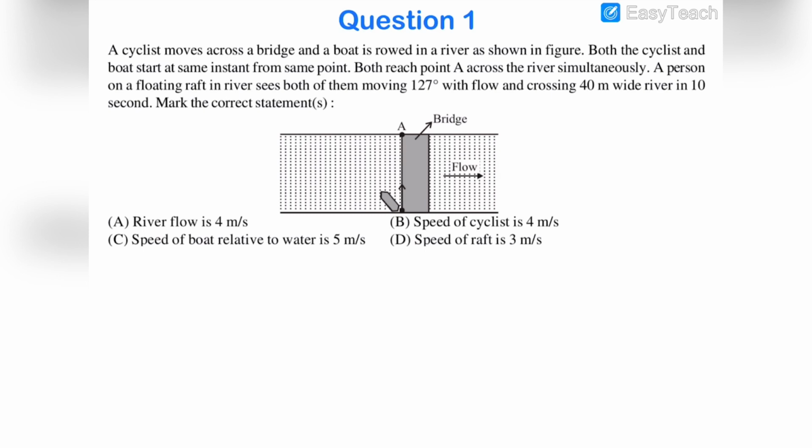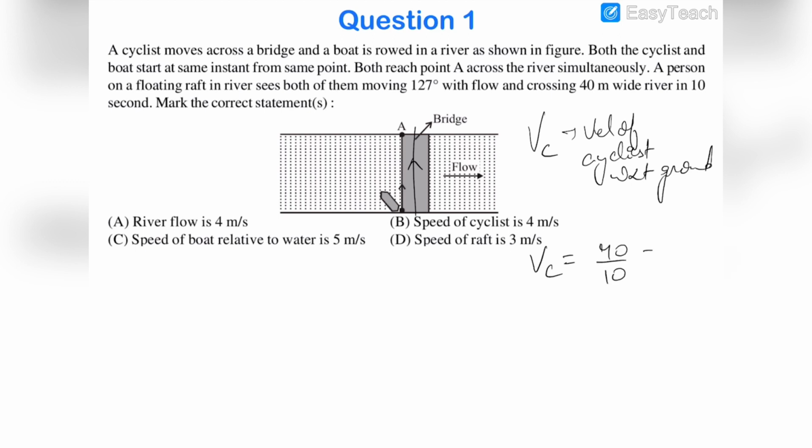Now we know that the absolute velocity of the cyclist would be only along the bridge, because it is moving along the bridge. Therefore, let's suppose that the velocity of the cyclist Vc is the velocity of the cyclist with respect to ground. So this velocity Vc would be equal to 40 by 10, which is 4 meters per second, because the cyclist has crossed this river which is 40 meters wide in 10 seconds.